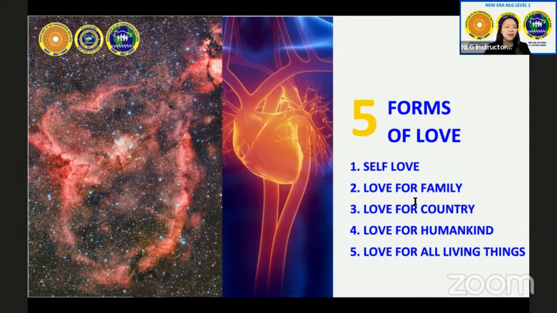And the 5th one is love for all living things. And then as you go on with level 4 and 5, of course you are required to expand that love. So it's not just about having these forms of love, but about extending them, upgrading how you actually practice these forms of love. And of course, we're not just here to talk about love, we're here to practice.